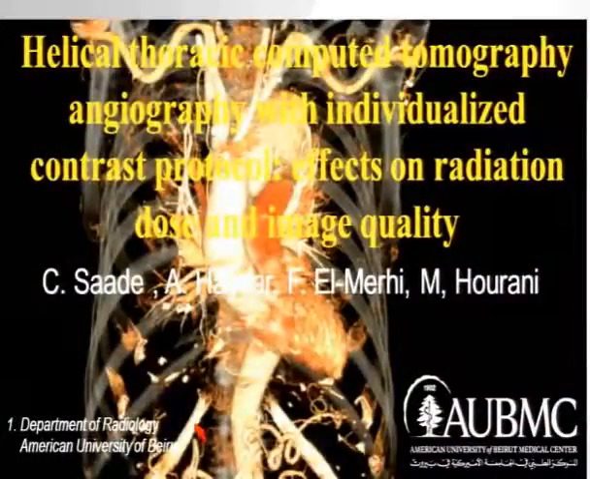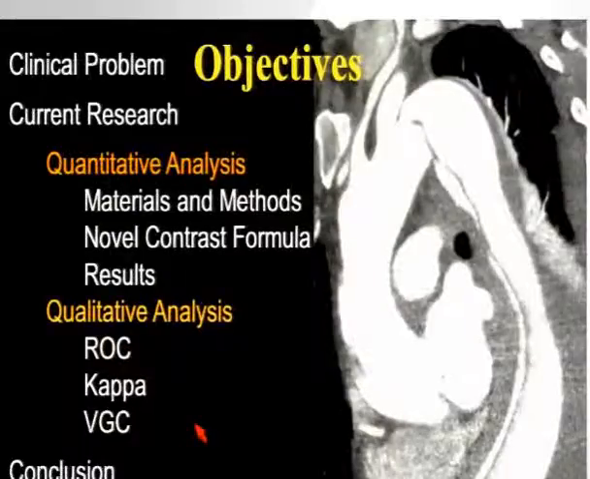Thank you very much. I'd just like to introduce this topic on radiation dose and image quality and looking at contrast. I'll discuss really quickly the clinical problems that are currently out there, the current research, we'll look at quantitative analysis and qualitative analysis, and we'll go through the conclusions. When we talk about qualitative analysis, we've tried to exhaustively go through the ROC analysis, kappa analysis, and VGC analysis, which only in the last couple of years has come out as a new research method in image quality.